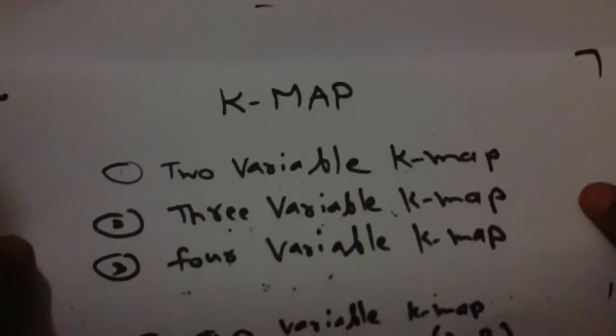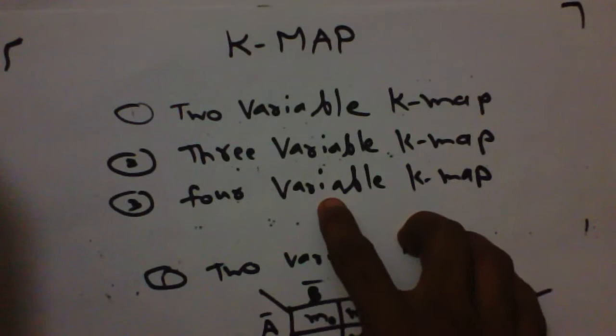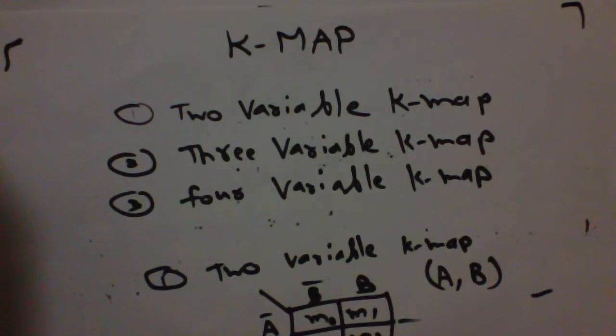Hello people, in this tutorial we will learn about K-maps. There are three types of design of K-maps: two variable K-map, three variable K-map, and four variable K-map. Before designing a K-map, we have to know some facts about K-map.